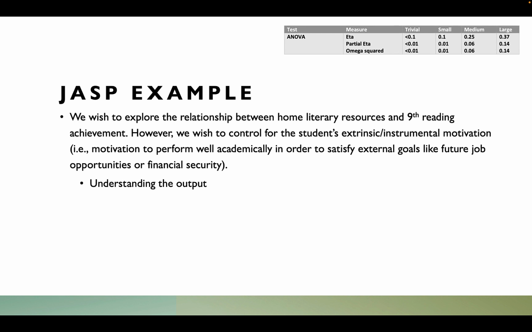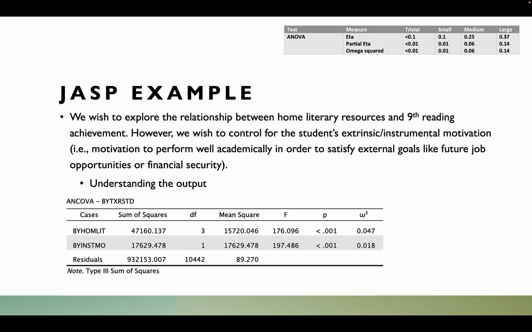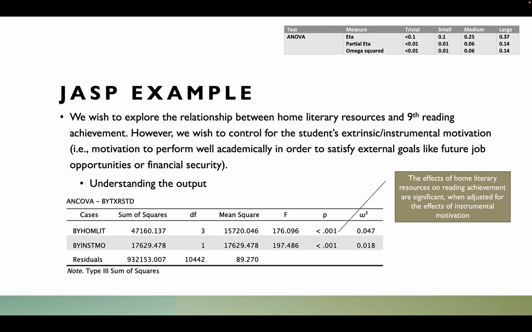All right, so let's turn to the output now. As a reminder, I've put interpreting effect sizes in the top right-hand corner of this slide, and again, we're going to be interpreting omega squared. So here is our Ancova table, and let's look at our p-value for home literary resources. We see a p-value of less than 0.001, so it is significant. So the effects of home literary resources on reading achievement are significant when adjusted for the effects of instrumental motivation. And if we look at instrumental motivation, we see another significant p-value, and so the covariate, instrumental or extrinsic motivation, significantly predicts reading achievement.